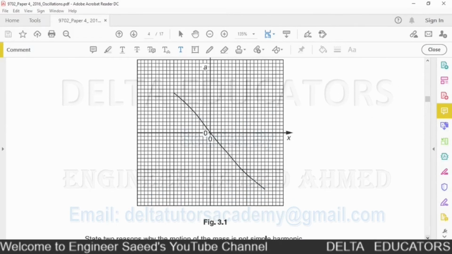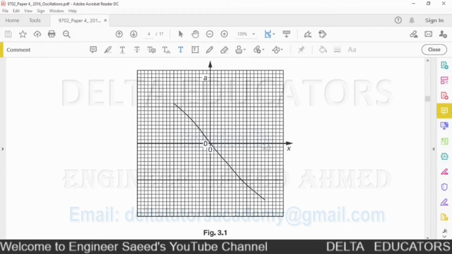In this figure, in this graph, on the x-axis we have displacement and on the y-axis we have acceleration. And from the graph, it is noticed that this gradient is not in a straight line, and second thing, this acceleration and displacement are not equal in positive and negative axis. Here it is less, here it is more. The maximum acceleration is more in negative axis, and in positive axis the maximum acceleration is less.